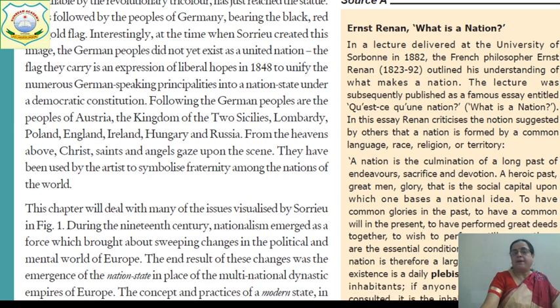So you can see another source A, Ernest Renan. What is a nation? He was a French philosopher, and his vision of understanding what makes a nation is given in the source, in the column, children. You have to read that also.